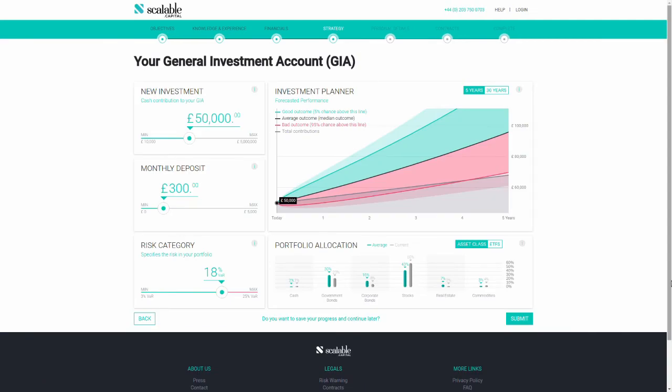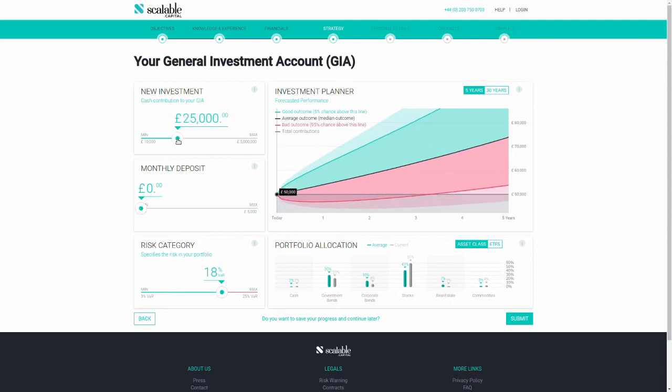So here they extrapolate the value of my account based on a 50k investment and a £300 monthly deposit. I won't be making monthly deposits. My initial investment will be considerably less than that. Let's say it's their minimum of 10k. And you can see that over 5 years, the most likely value of the portfolio will be just under £15,000. And as an annualized return, that's about 8.1% per year for 5 years.